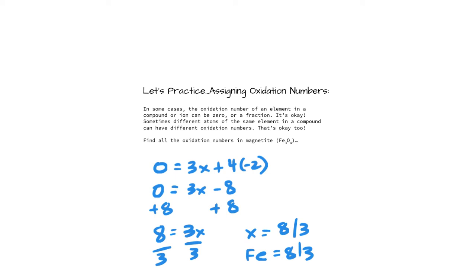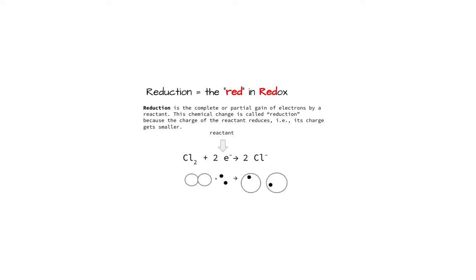So it is okay. Do not get freaked out when you have an oxidation number that is equal to 0, because we learned that's one of our rules. When there's a monatomic element, then it gets assigned 0. Or if you have a fraction, like in this case where iron's oxidation number is 8/3. All right, so now let's talk about where the name redox comes from. So redox comes from reduction and oxidation.